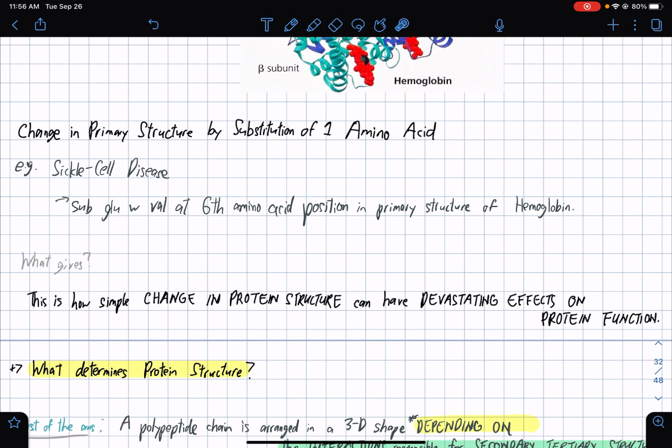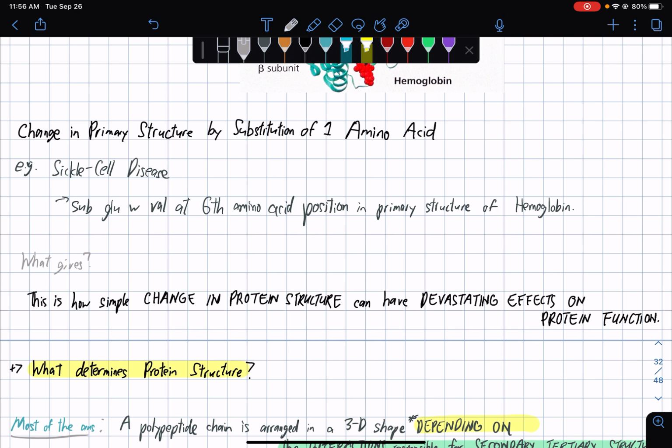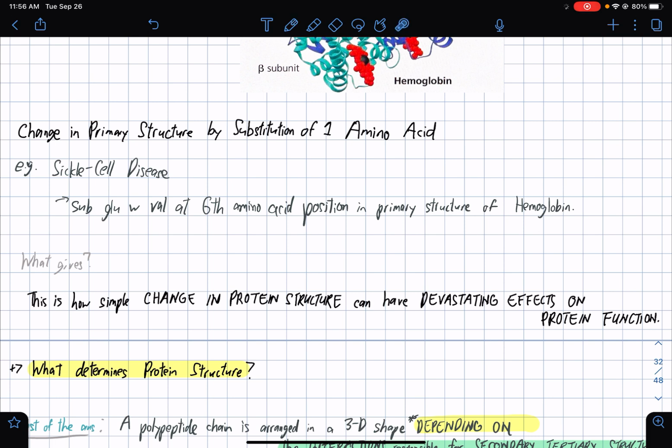So, the change in primary structure by substitution of one amino acid, for instance, sickle cell disease. We all know that the primary structure is the linear chain of amino acids. There is a fixed code, and if you break that code, things could go wrong. In hemoglobin, if the primary structure changes, you could get what's called sickle cell disease. The shape of red blood cells in your body is not normal. It's sickle shaped.